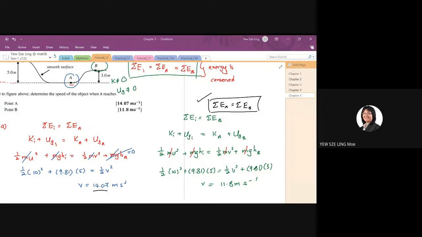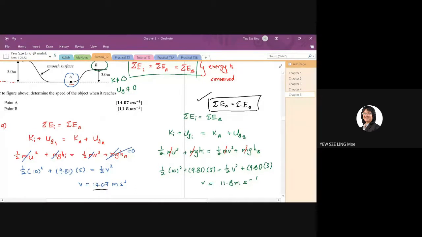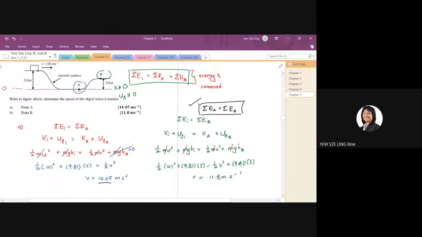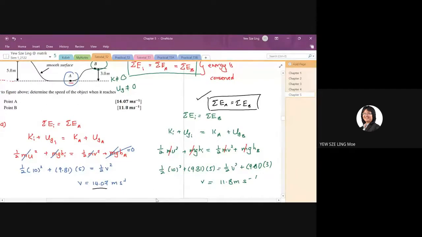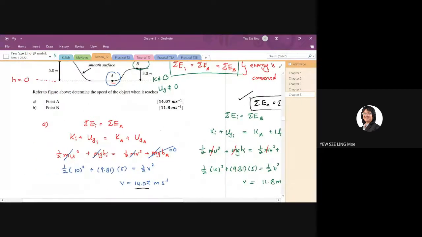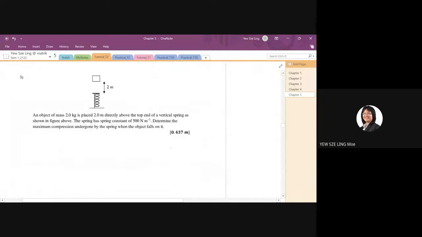Okay, so far is everything okay? This question is still a closed system, okay? There is no friction yet. So it's still considered a very basic and easy question. Alright, next. Now there is something new in our diagram, right?